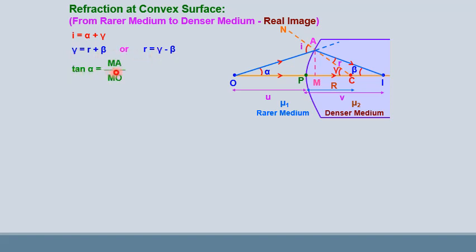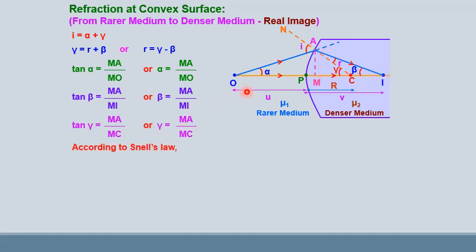Now tan alpha is equal to MA upon MO, or alpha is equal to MA upon MO, because we know that when alpha is small, we can consider tan alpha as alpha. Similarly, tan beta is equal to MA upon MI, or beta is equal to MA upon MI. Tan gamma is equal to MA upon MC, or gamma is equal to MA upon MC.